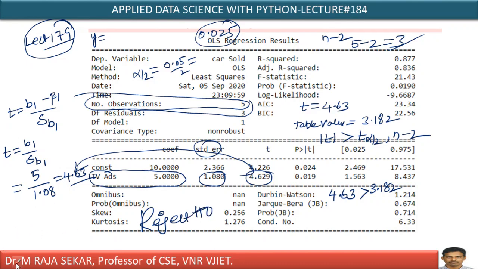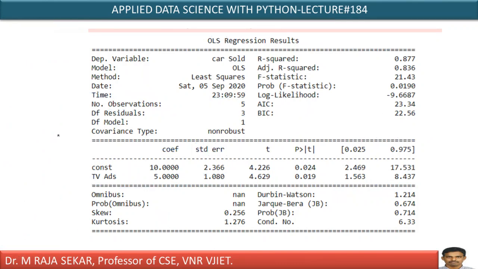There is another approach, that is the p-value approach. What is my p-value for the t-test? My p-value for TV ads, this is the independent variable, is p equal to 0.019. My assumed alpha is 0.05.